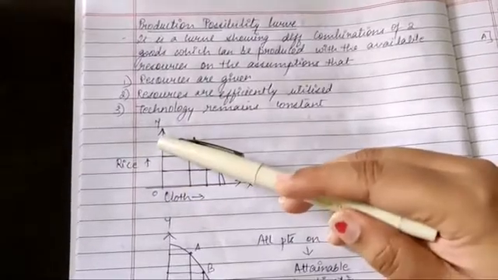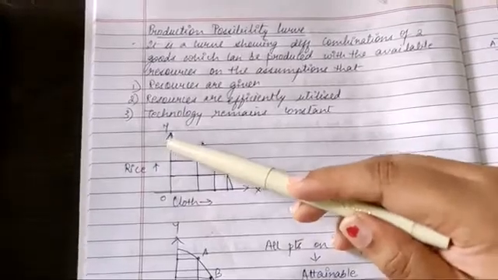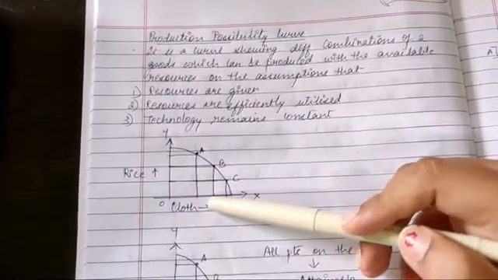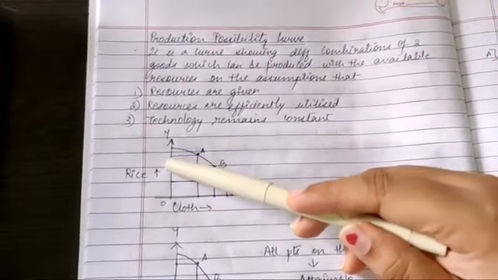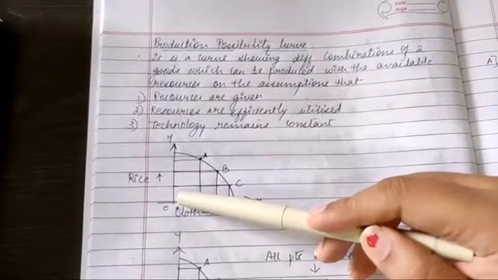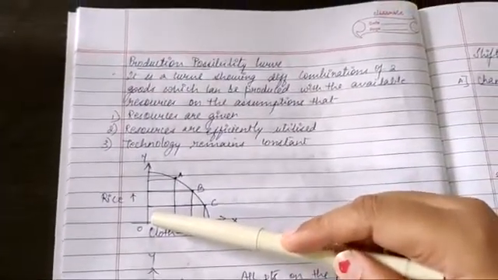So at 5 it was 20. When we were producing that quantity of cloth, the production of rice was 20. When we started increasing the production of cloth, the production of rice reduced to 15. And then again it reduced to 10. So this is what the production possibility curve tells us.